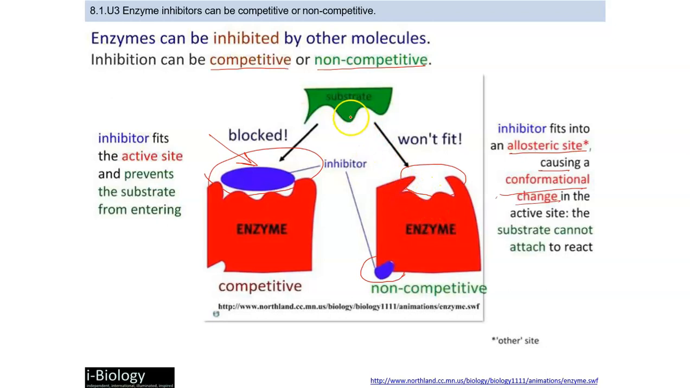It is not exactly the same as the substrate form, so in that case it cannot fit to the active site. So that's why we call it non-competitive. In this case, the inhibitor is not competing with the substrate, but the inhibitor is indirectly changing the conformation of the active site by attaching to the allosteric site, so that the enzyme cannot work anymore.